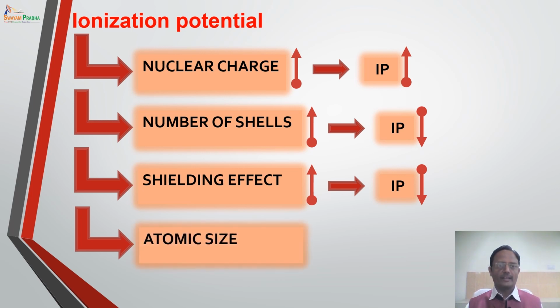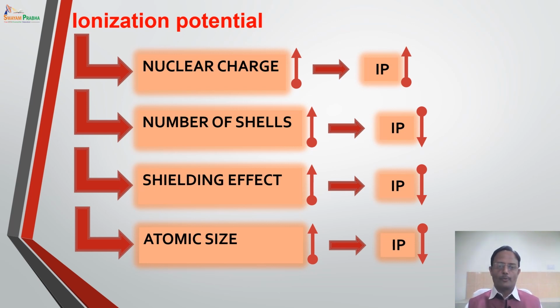And the fourth factor which governs the ionization potential is atomic size. Quite obvious, if the atom is small in size, the force of attraction between nucleus and electron is large, and so removal of electron becomes difficult. As a result, we can say if atomic size increases, ionization potential decreases.